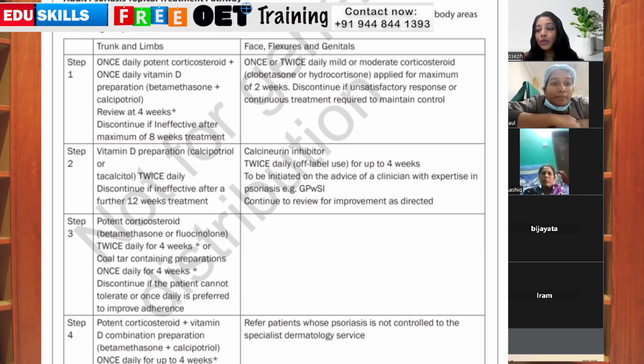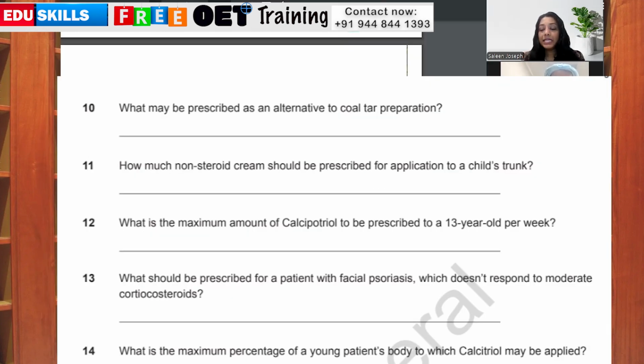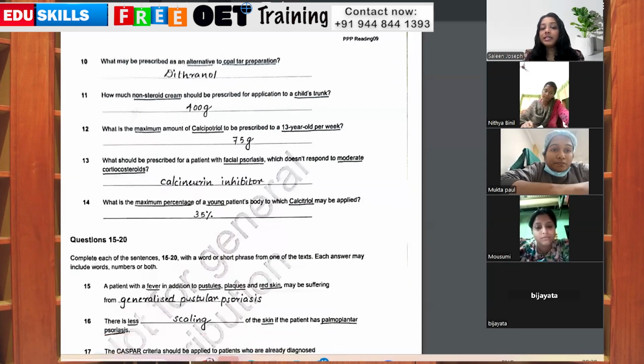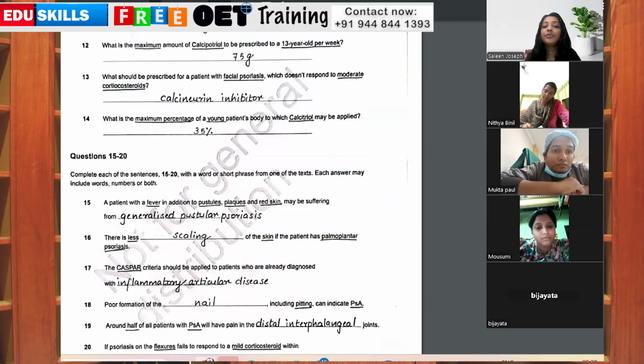Now moving to question number 14. What is the maximum percentage? Again, percentage they are asking, that means it's a number, right? So the maximum percentage of a young patient's body to which calcitriol, because in text D we have read about calcipotriol and calcitriol, can be applied is 35%. So we have completed 7 to 14. We are now moving to 15 to 20.